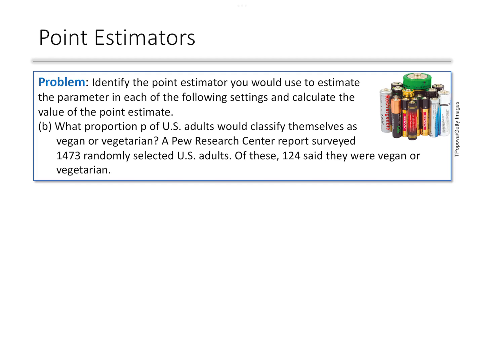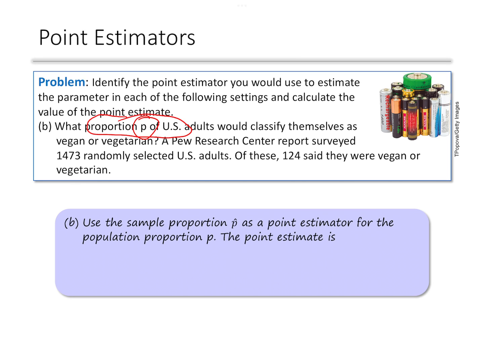Second situation: what proportion p of US adults would classify themselves as vegan or vegetarian? A report surveyed 1,473 randomly selected US adults. Of them, 124 said they were vegan or vegetarian. So what is going to be our point estimator? Well, we want to estimate the proportion. We're estimating p, so what we use to estimate p is going to be p hat. We don't know p, so we use p hat. To find p hat, it's 124 out of 1473, so we're just going to divide it: 124 divided by 1473 is about 0.084.